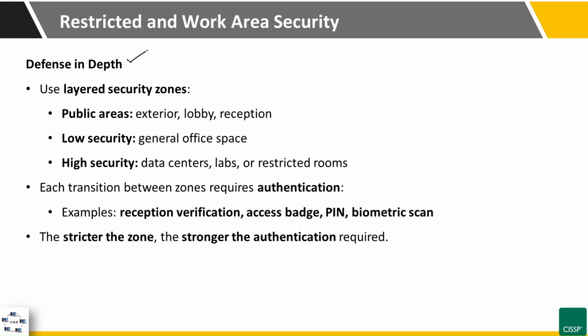Defense in depth means to use layered security zones. For example, you can divide the areas into public area, which is exterior, lobby, or reception. Low security is general office space, and high security areas are the data center, labs, or restricted rooms. Each transition between these zones should require authentication, for example reception verification, access badge, PIN, and biometric scan. The stricter the zone, the stronger the authentication required.